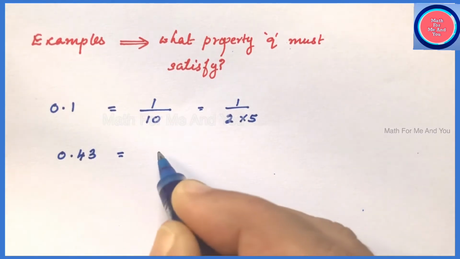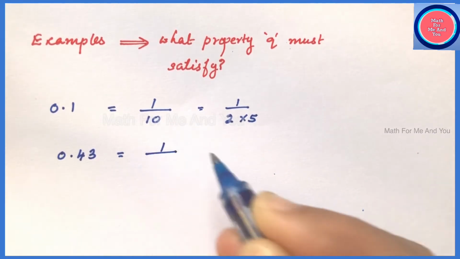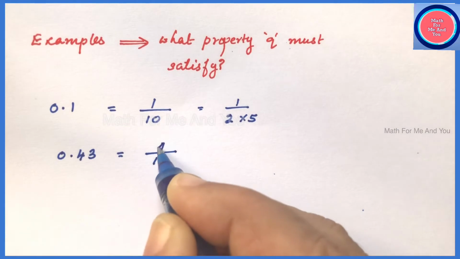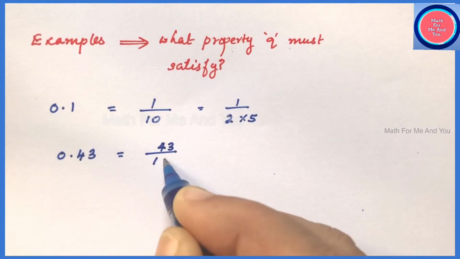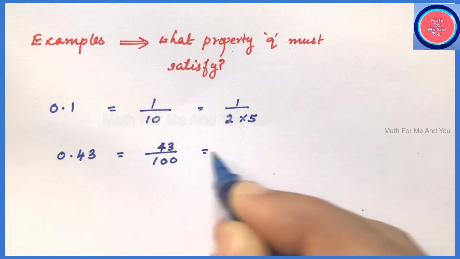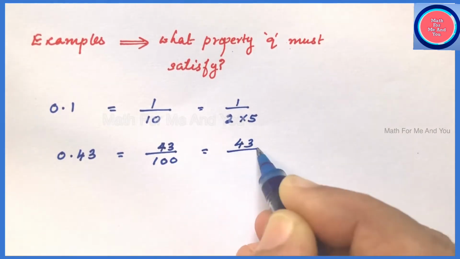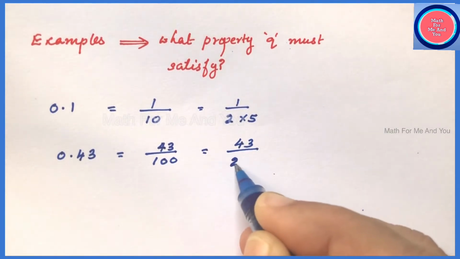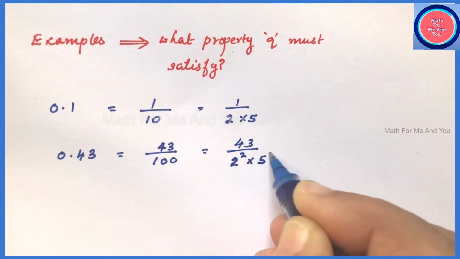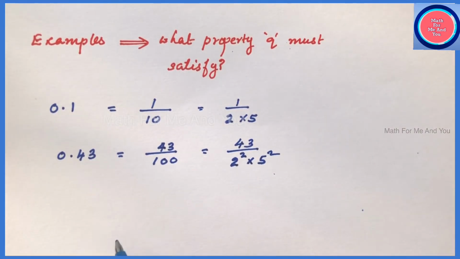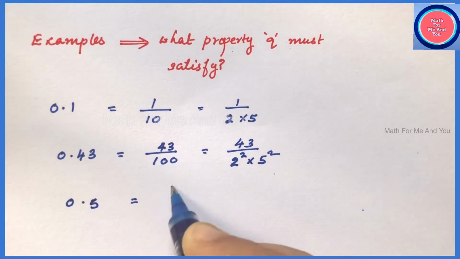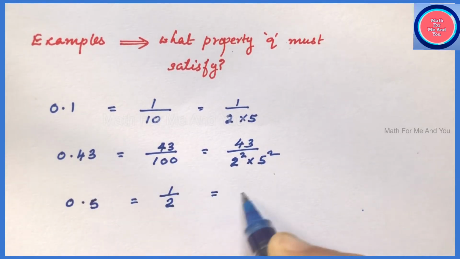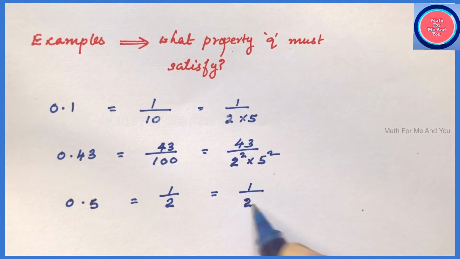Next one is 0.43. We can write this as 43 by 100. Numerator 43 and denominator 100 because after the point there are 2 digits. So we can write this as 43 divided by 2 square times 5 square. 100 we can split as 2 square and 5 square. Next very common number is 0.5. It is half, 1 by 2. And what are the prime factors? Only 2. The denominator is 2 only.